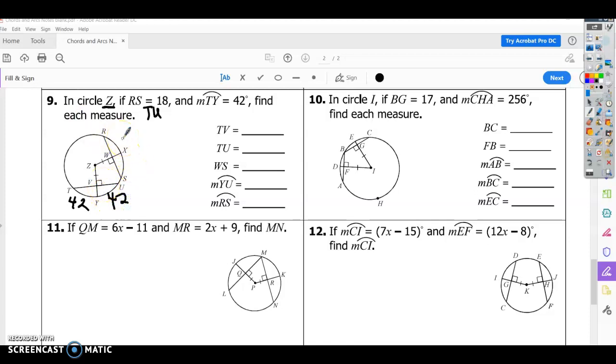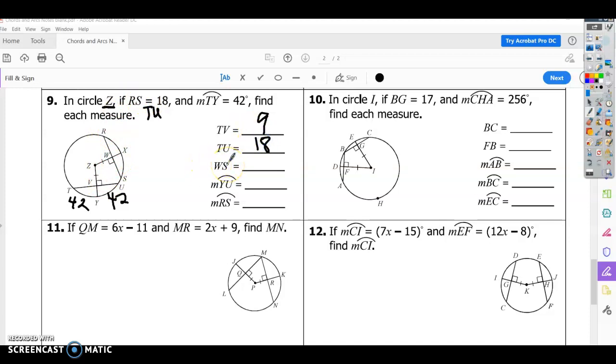All right, so find each measure. Okay, so TV is half of this chord. We know that the whole chord is 18, so half of 18 would be 9. TU, this chord is congruent to this chord because these tick marks show that those lines are perpendicular, those are congruent, so the chords are congruent. So TU is 18, just like RS.